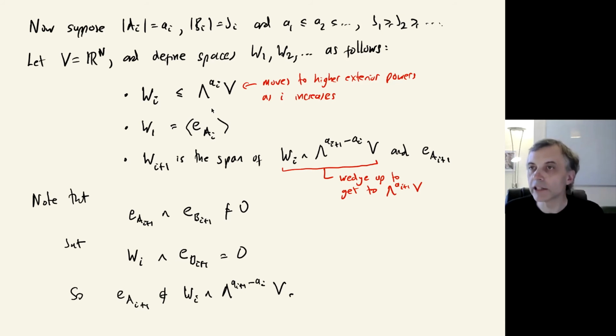And we've got an operation to do that. This is the upper shadow operation, or the operation analogous to the upper shadow. So I just wedge with however many copies of V I need to. So I wedge a_{i+1} minus a_i times with V. So I just wedge until I've lifted myself up into the right exterior power. And then I add in the vector corresponding to A_{i+1}. Okay, so this is a reasonably effective way to throw in my vectors one at a time, increasing the size if I need to.